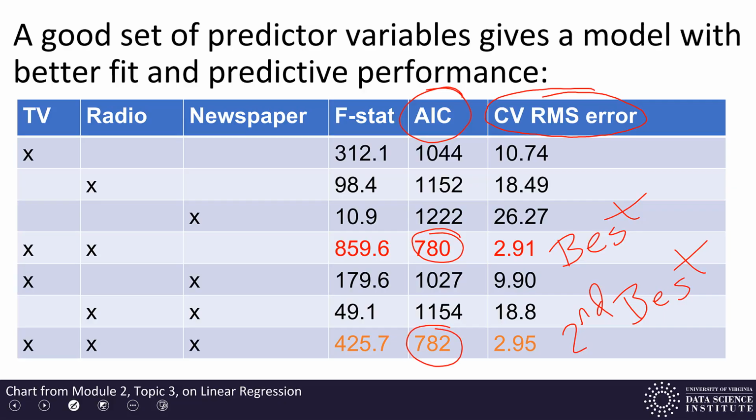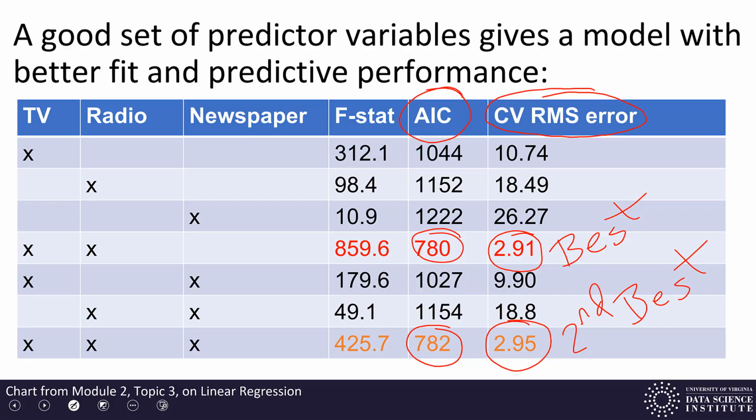It's really telling us we need TV and radio, maybe newspaper, maybe not. When we look at the error from cross-validation, the best is at 2.91, second best is at 2.95. It seems like TV and radio is all you need, but it's not horrible to add the newspaper either. So that's different ways you could quantify that.